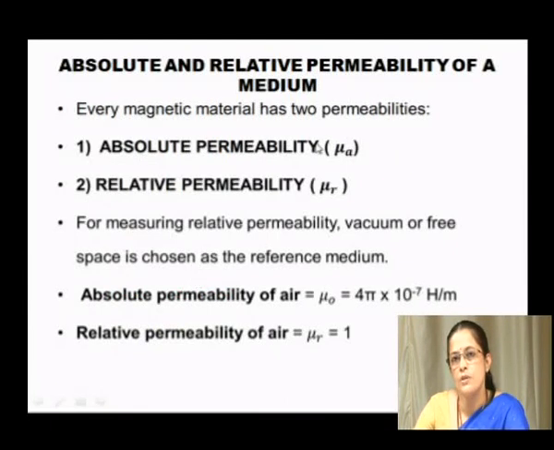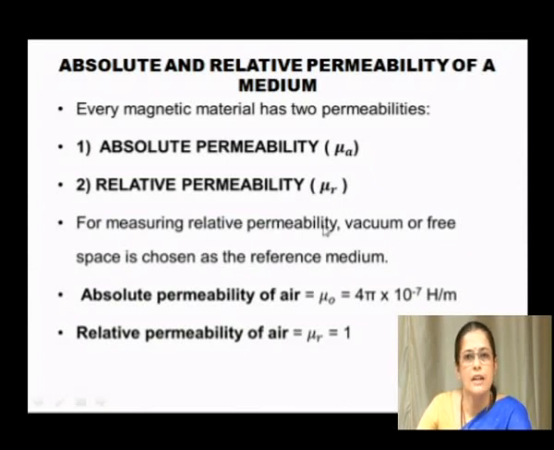Now, there are two types of permeabilities for a magnetic material. Namely, one is absolute permeability, which is represented as mu A, and another is relative permeability, represented as mu R. So, for any magnetic material, there are going to be two permeabilities, namely absolute permeability mu A and relative permeability mu R.